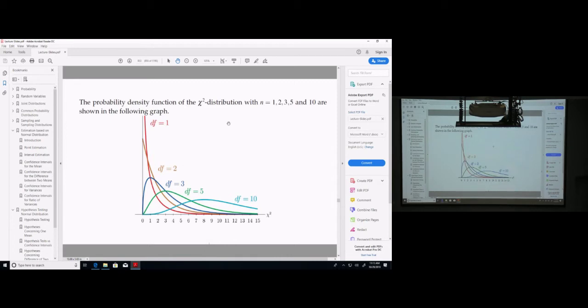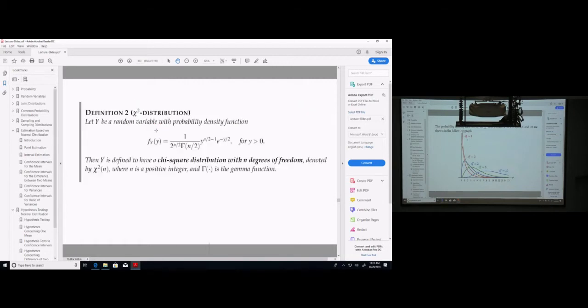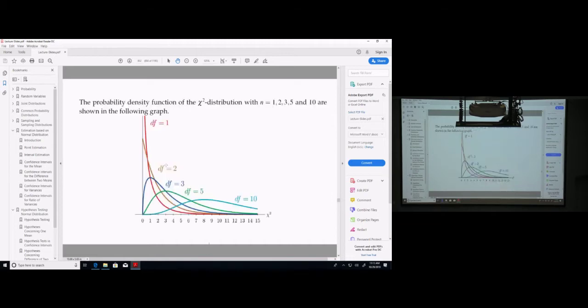But the shape is interesting. There are many different kinds of shape. This is called the degree of freedom. So the n here is the degree of freedom. The chi-square distribution has a variety of shapes. When the degree of freedom is 1, this is the red curve, which corresponds to our exponential distribution.